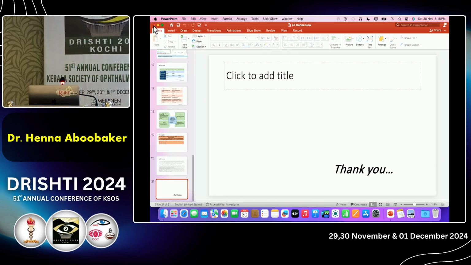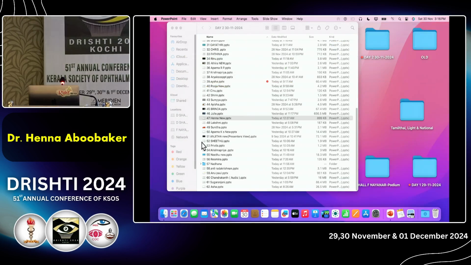Yeah, next is the last talk of the session. That is by Dr. Lakshmi Parvati, and she'll be talking on association between severity of diabetic retinopathy and urine albumin creatinine ratio in type 2 diabetes mellitus.